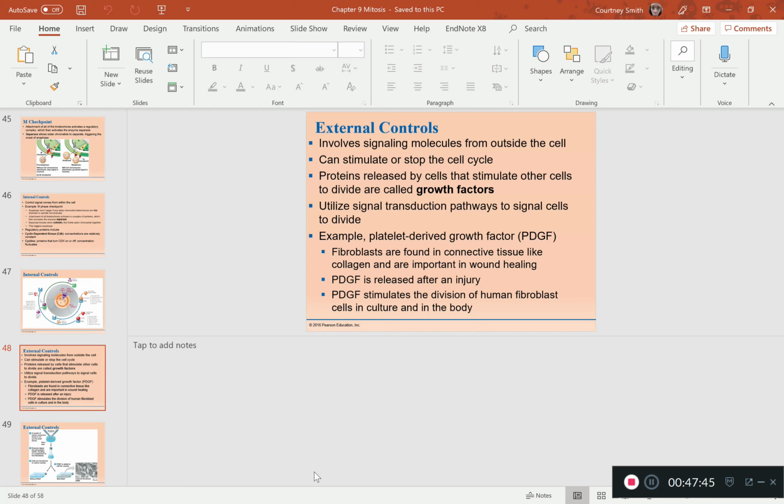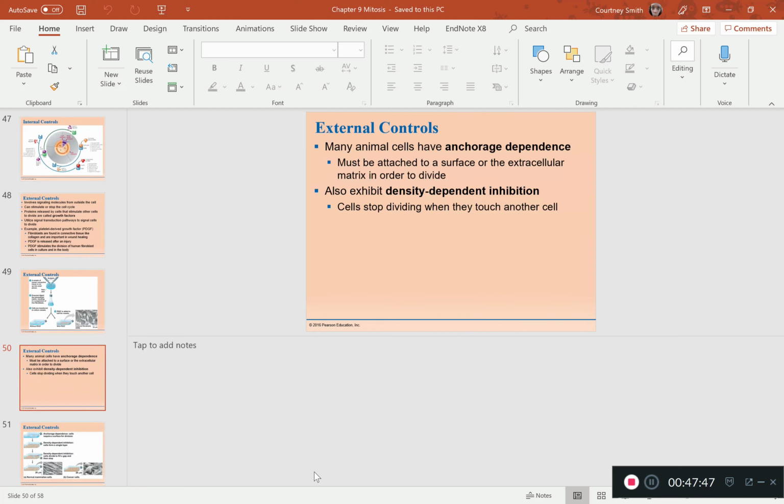There's also, I believe I have another slide. Yep. So there's also what animal cells do. We do this a lot, which is anchorage dependence. This is where a cell has to be attached to a surface in order for it to divide. So if there's no attachment, there's no division. So if you can't anchor yourself, you can't divide.